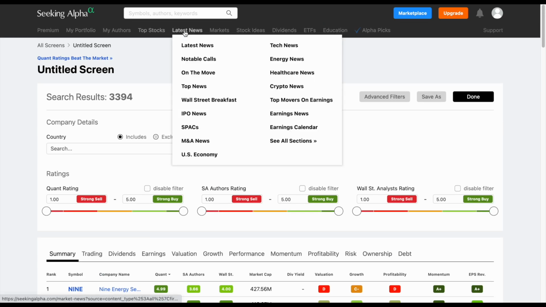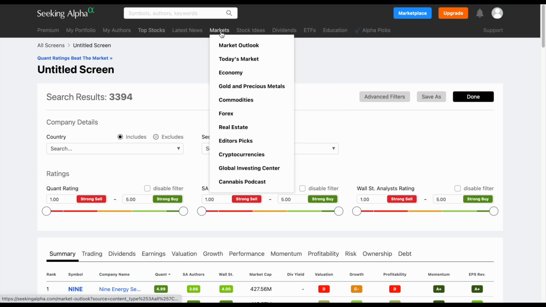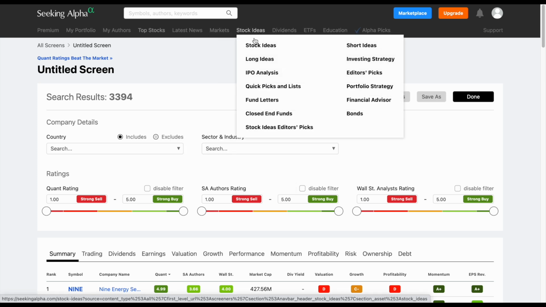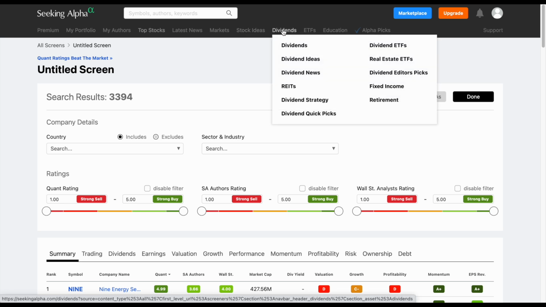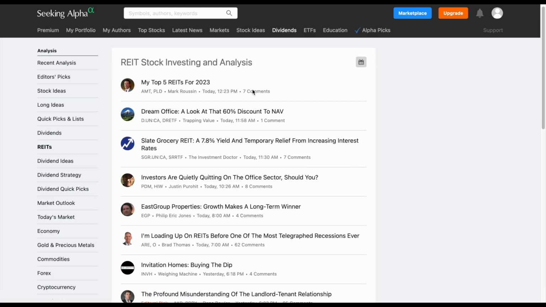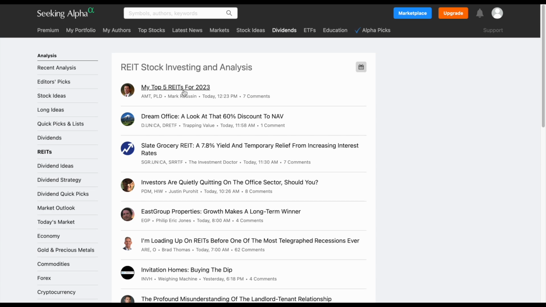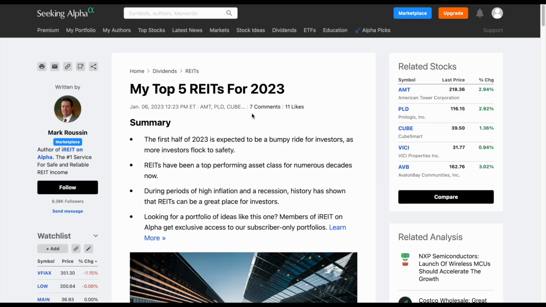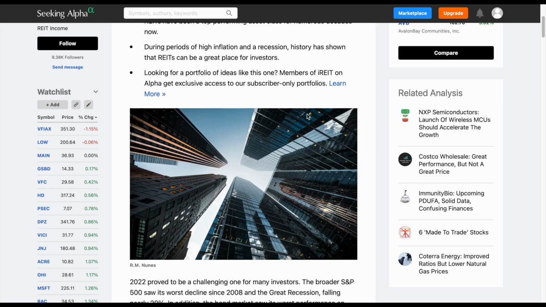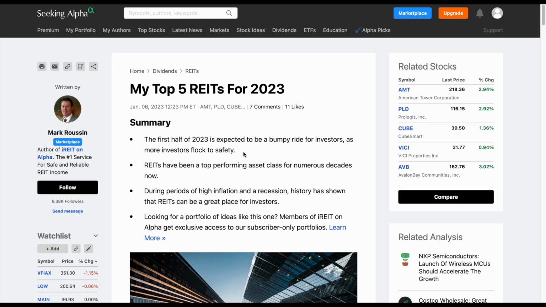It's going to give you things like the latest news here. It's going to give you a market outlook. Again, it's going to give you stock ideas if that's something you're interested in, and it has a whole tab just for dividends. You can see here within this tab, it's going to give you a lot of different ideas here. Let's say you want to look at real estate investment trust. It's going to give you a lot of articles here. We can see an article for my top 5 REITs for 2023. So we can go through this and read here if we want. It looks like it's actually an article by one of my friends, Mark Rusin. He's another YouTuber that I really like to watch his videos.